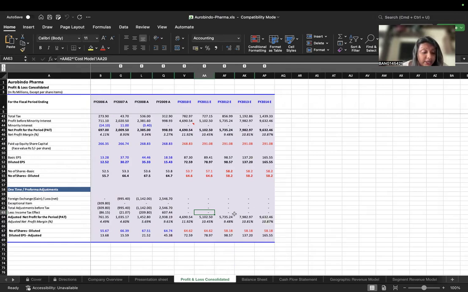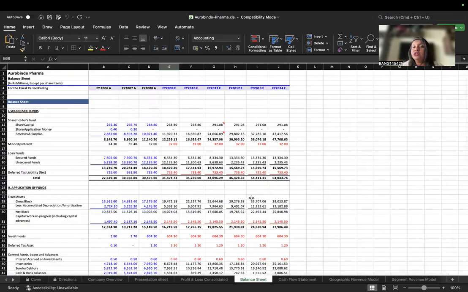So now let's go to the fortress of solvency, the balance sheet. As I know, everyone knows how the balance sheet works. So I will be explaining the balance sheet of this Aurobindo Pharma Limited.